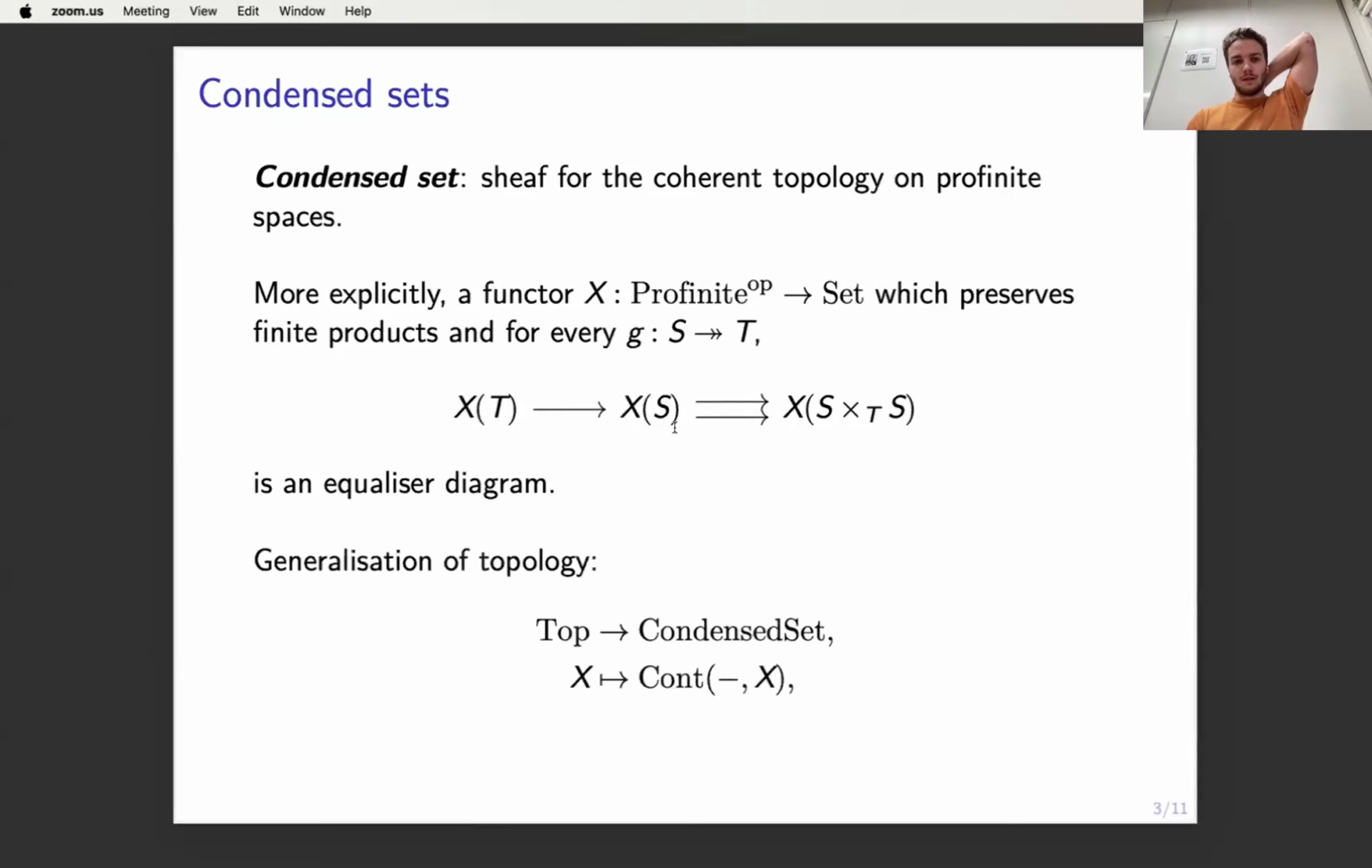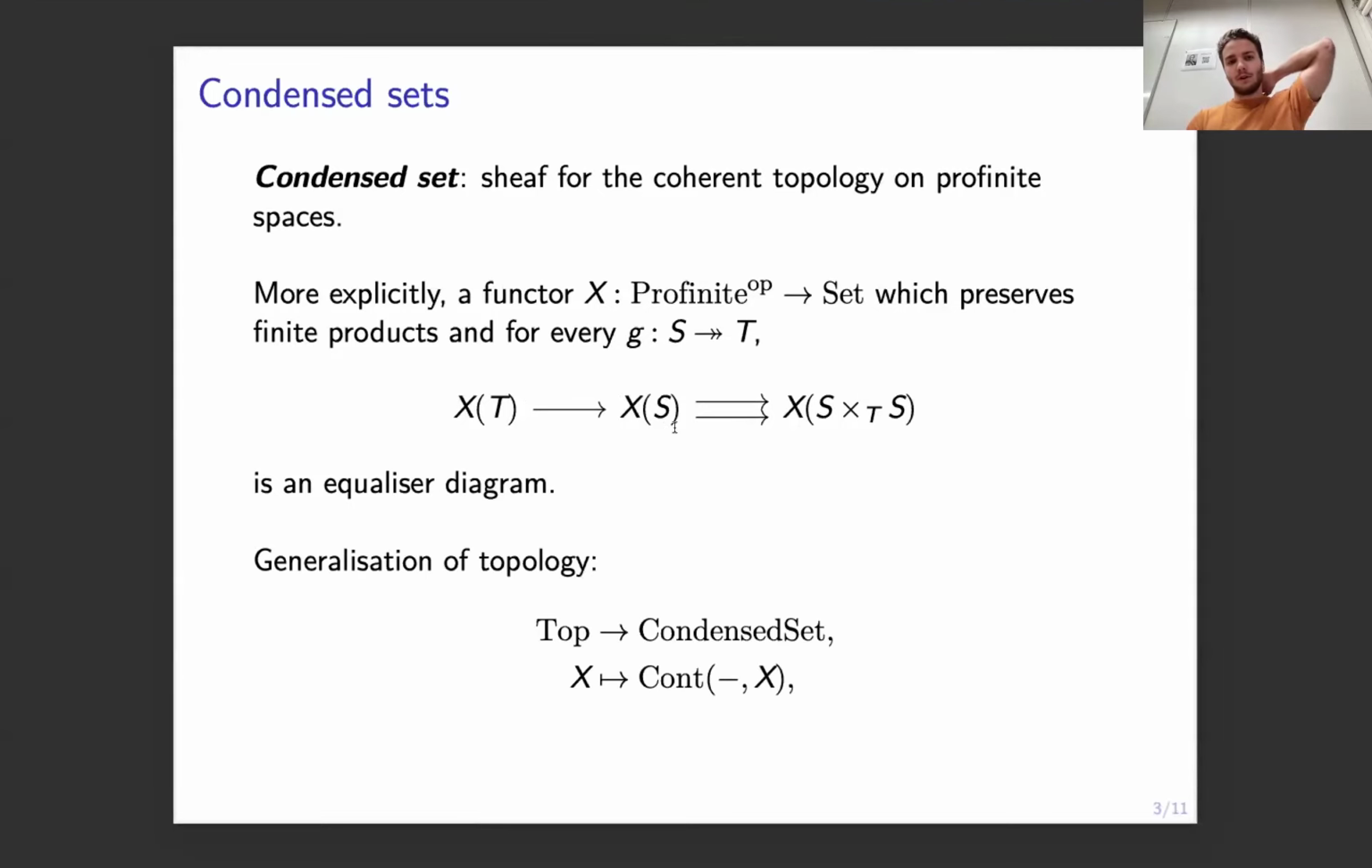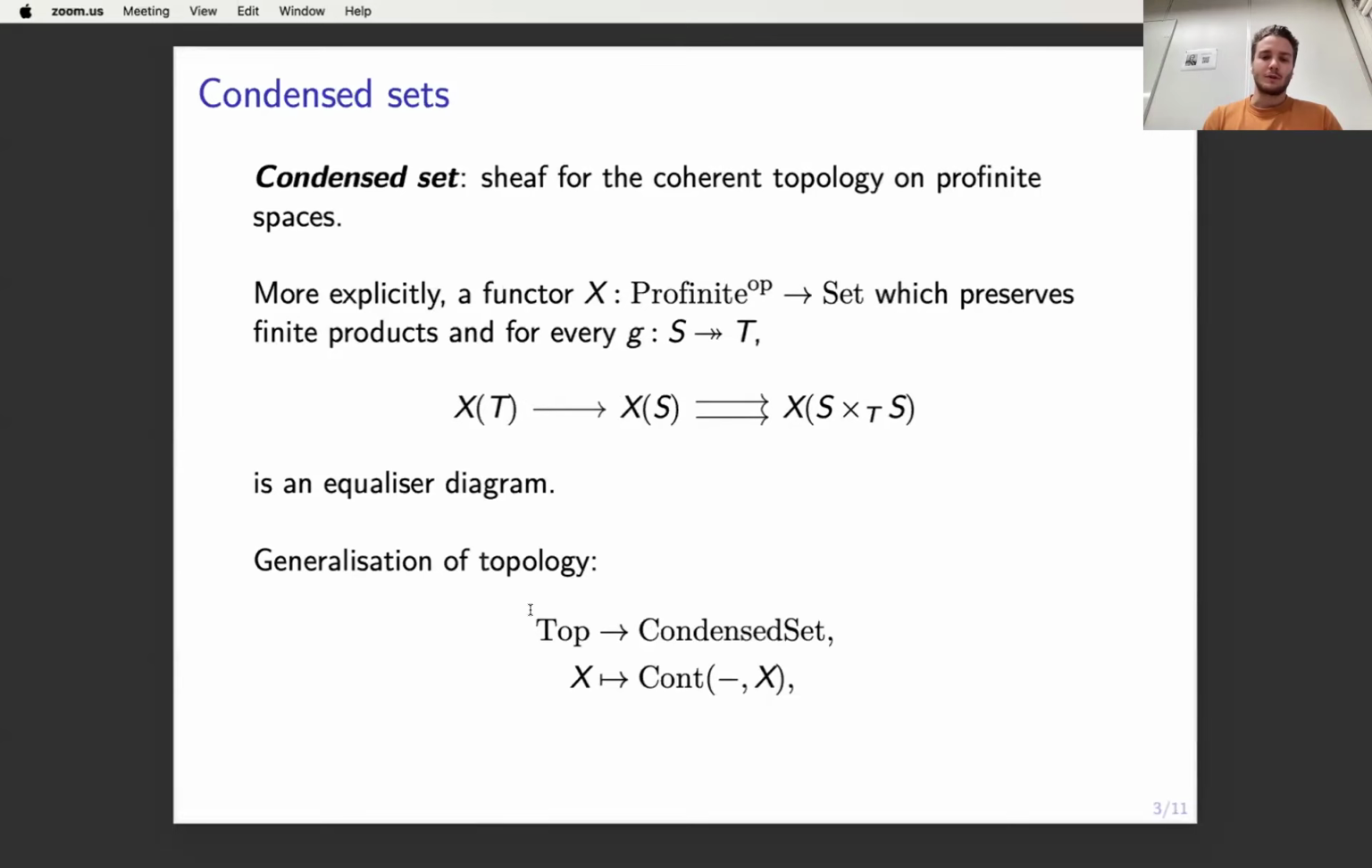The idea of condensed sets is that they should generalize topological spaces in some way. They form a better behaved category than topological spaces. And there's a functor from topological spaces to condensed sets, which is given by just mapping into that topological space from profinite sets. This functor is fully faithful when you restrict to so-called compactly generated topological spaces, so all reasonable topological spaces.